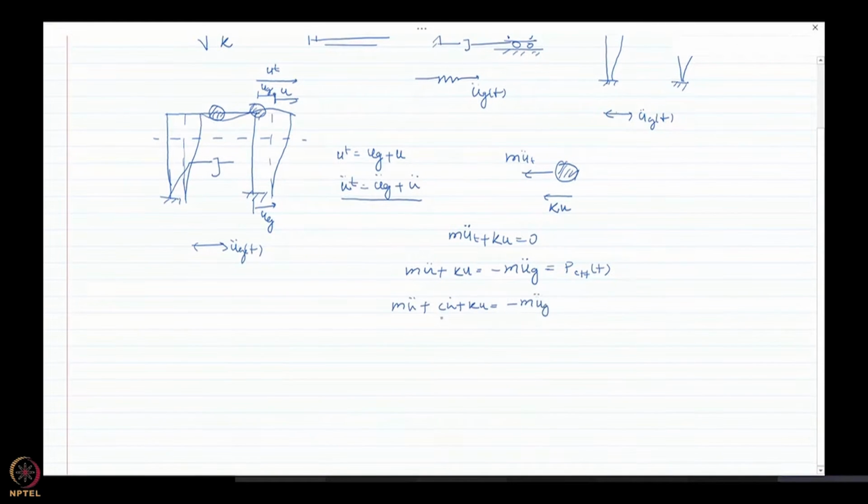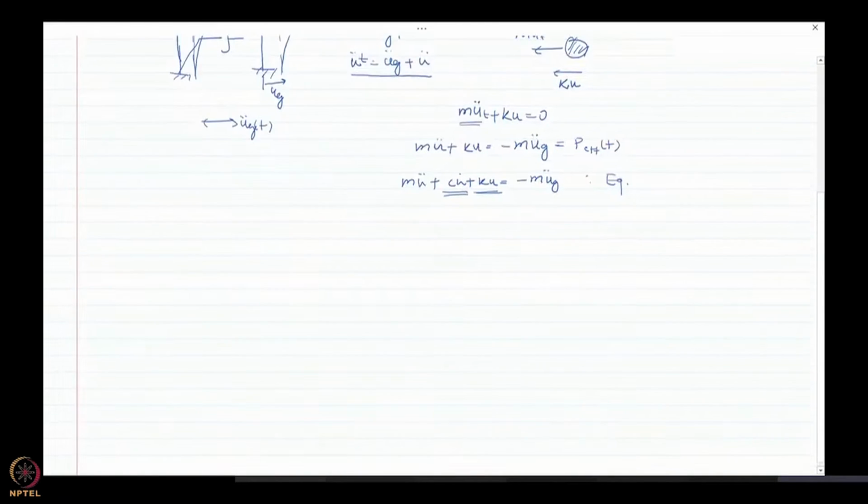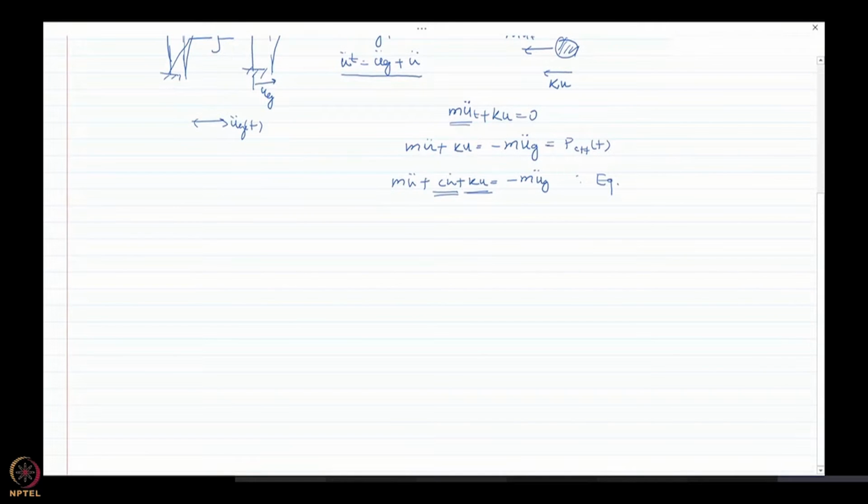And this quantity here, the c u dot, the relative damping force, and the stiffness force, these all depend on the relative deformation and relative velocity. But acceleration we included as total acceleration because it is always measured with respect to an inertial frame. So this is our equation of motion for a single degree of freedom system. If you understand this, then we can write it for a multi-degree of freedom system as well.